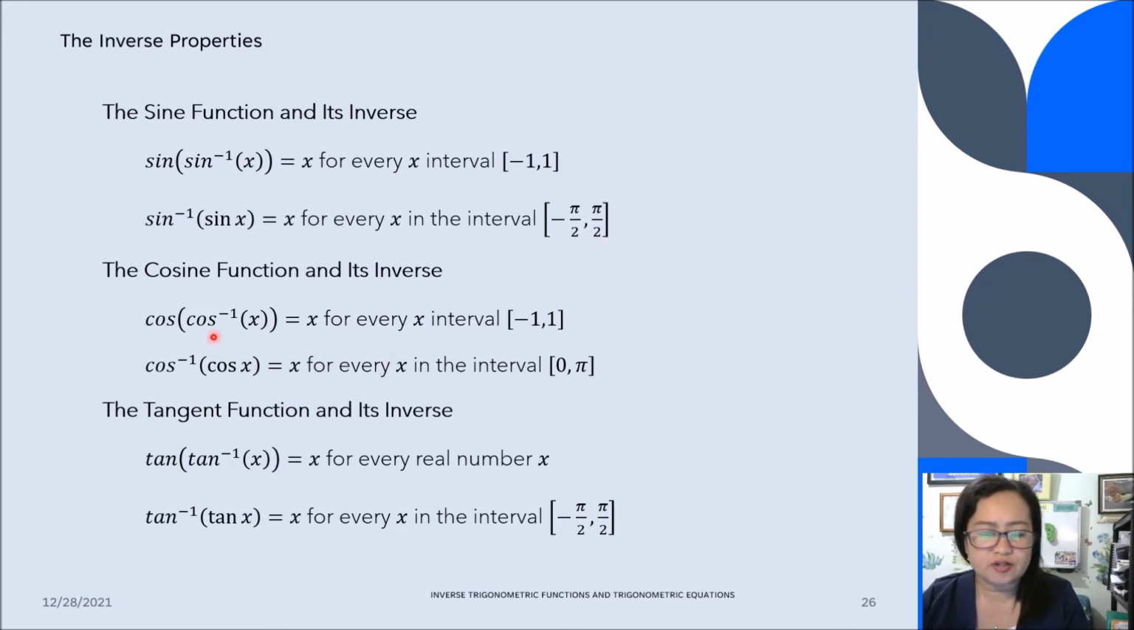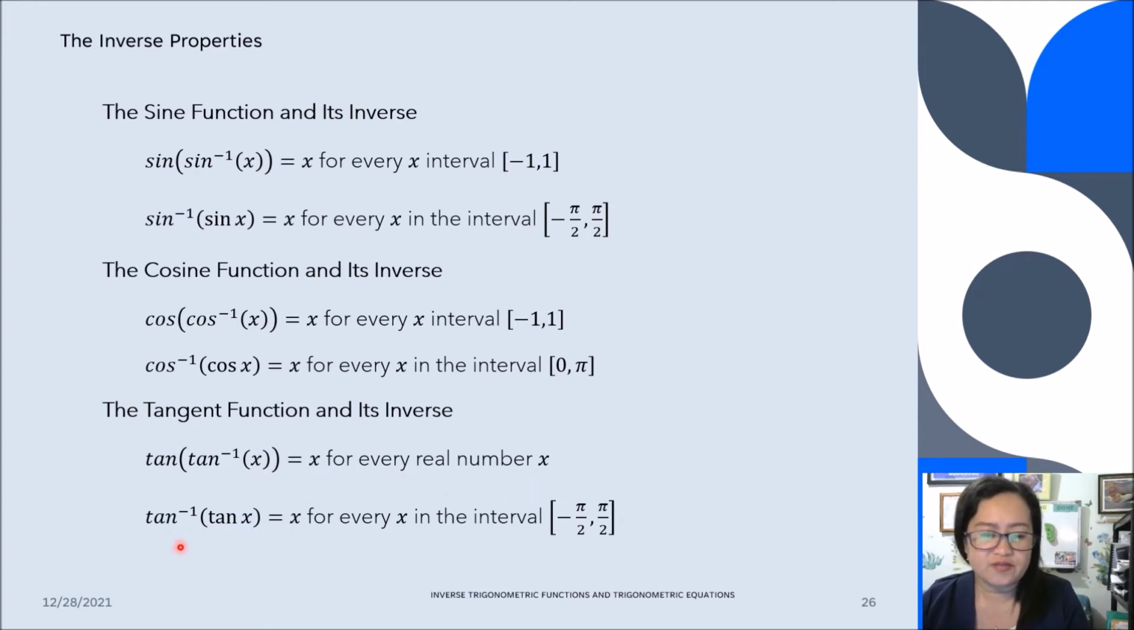For cosine of the inverse cosine of x, it's equal to x for every x in the closed interval negative 1, 1. For the inverse cosine of cosine x, it can be simplified as x for every x in the interval 0 to pi. For the tangent of the inverse tangent of x, that's equal to x for every real number x.